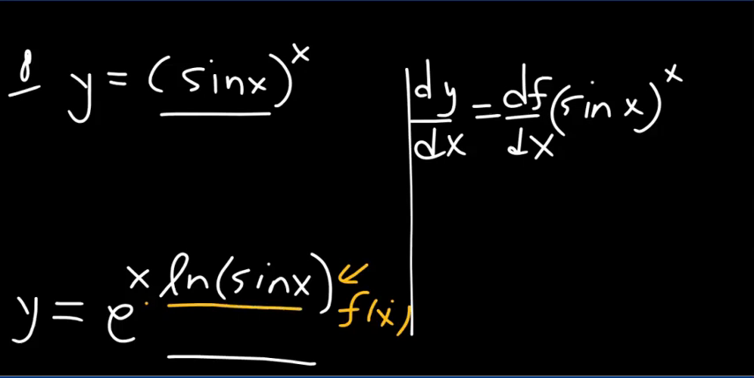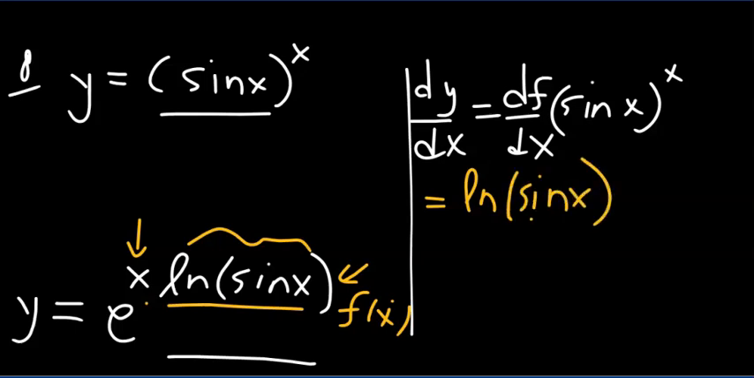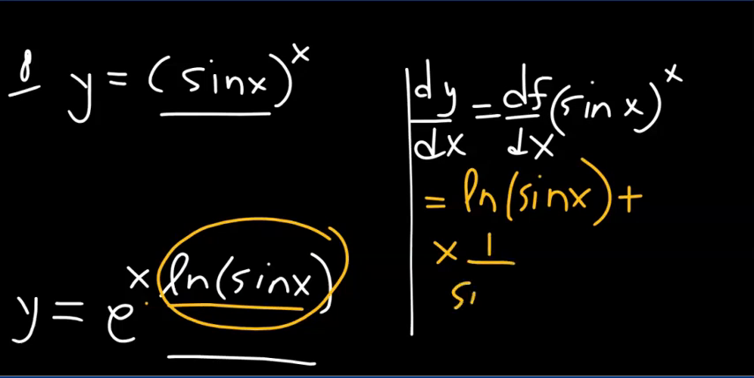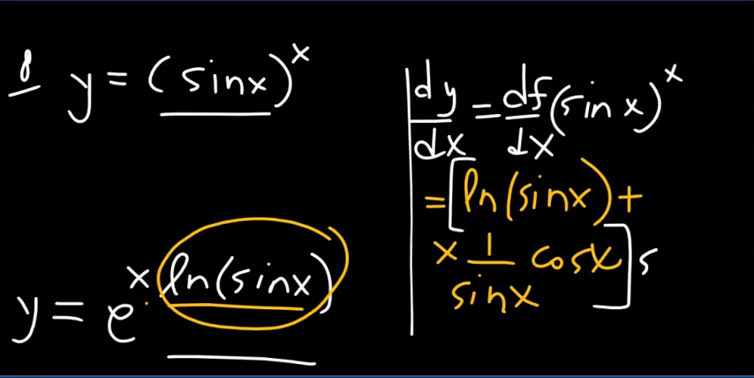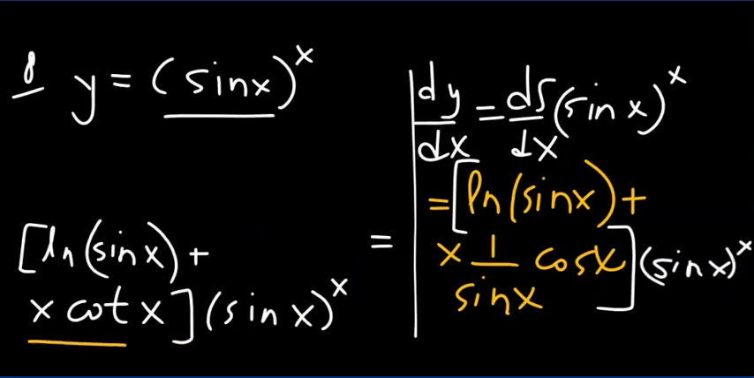So let's differentiate this function with respect to x. We can use the product rule. So this is the first function and this is the second function. So differentiating x, you get 1, you multiply the other function with 1, so ln sin x, plus x times you differentiate the second function, which will give you 1 over sin x times cos x, and multiply the entire result with (sin x)^x. And there you go, the desired final result.